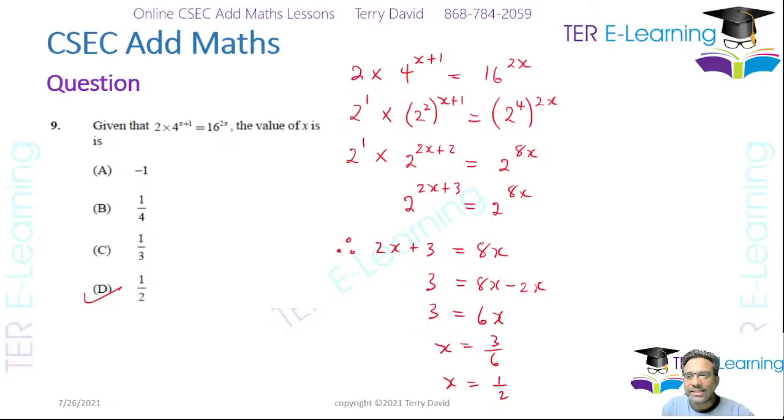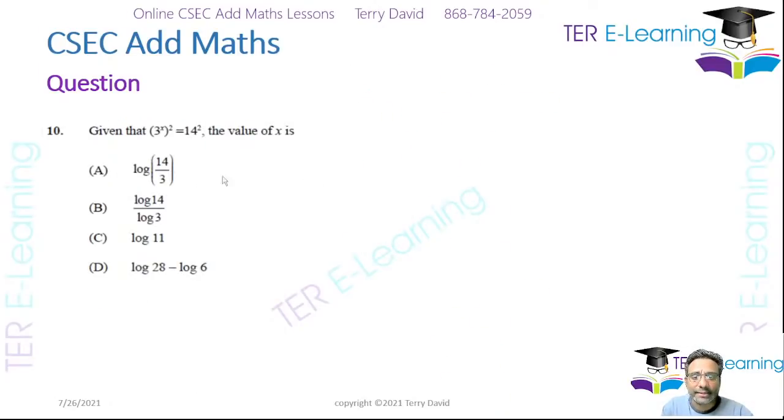So that is question 9. Let's go on to question 10. Again, another indices question. So here's what we have here. We have 3 to the power x, all squared, is equal to 14 squared, right? So what we're going to do here now, we're going to write this as 3 to the power x multiplied by 2 is going to give me 2x is equal to, oh wait, sorry.